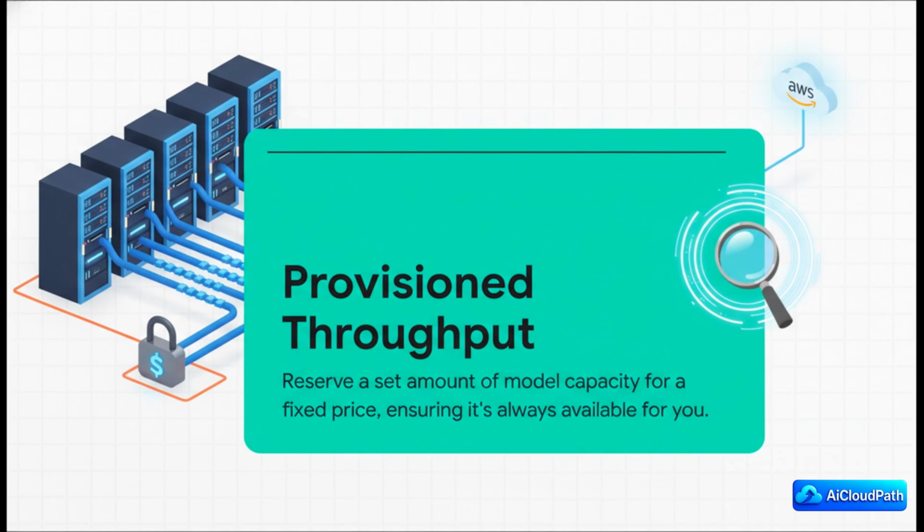But what if you know you're going to have a ton of traffic, and it's pretty steady? That's exactly where provisioned throughput comes in. With this model, you're basically reserving a dedicated chunk of processing power just for you, at a fixed price. It's always there, always ready, guaranteeing performance for a predictable amount of work.